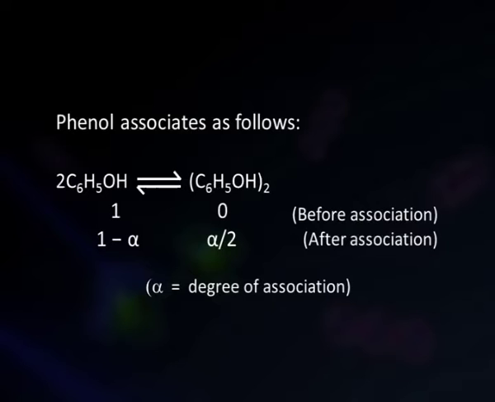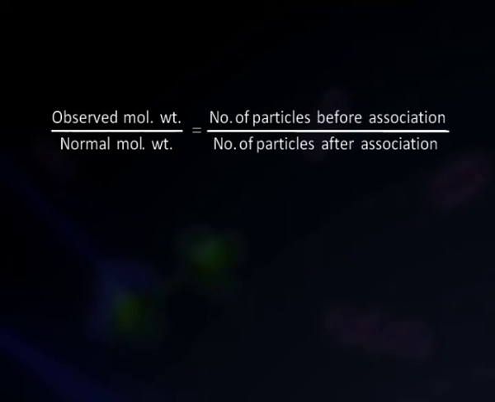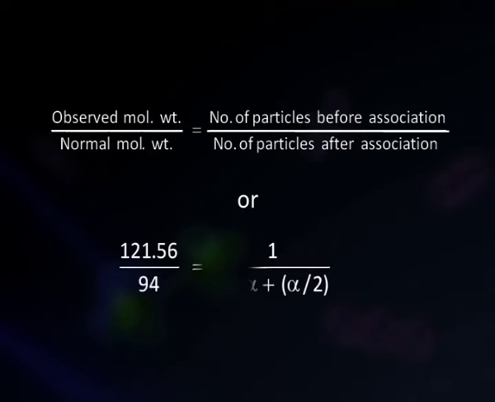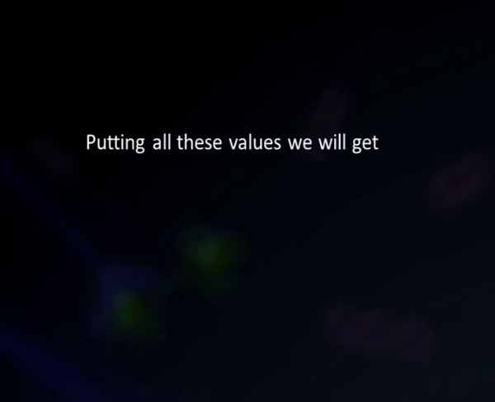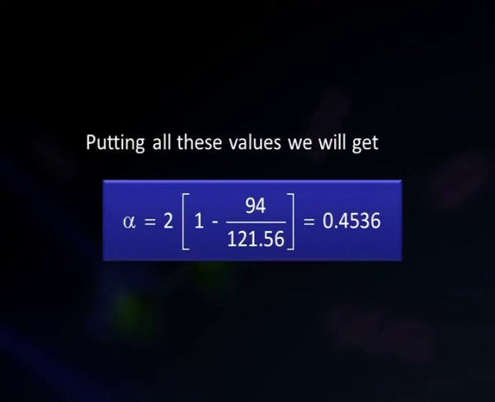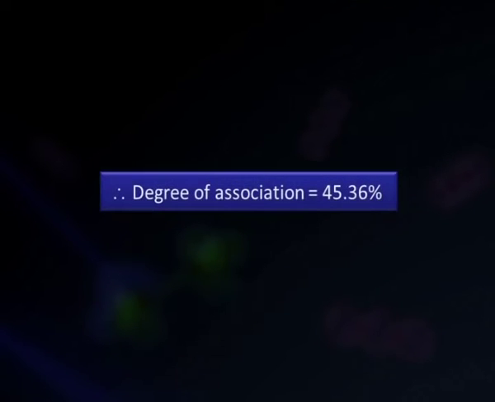One molecule of phenol will give half the molecules of the dimers. Hence, observed molecular mass upon normal molecular mass will be equal to number of particles before association upon number of particles after association, or 121.56 upon 94 equal to 1 upon 1 minus alpha plus alpha by 2. Putting all these values, we will get alpha equal to 0.4536, that is, degree of association will be equal to 0.4536 or 45.36%.